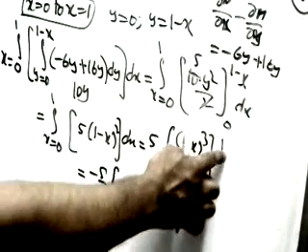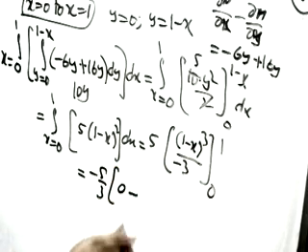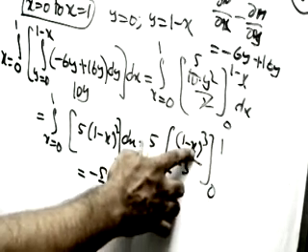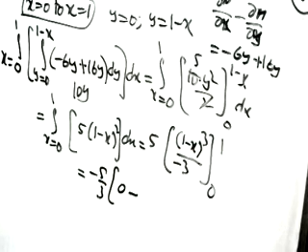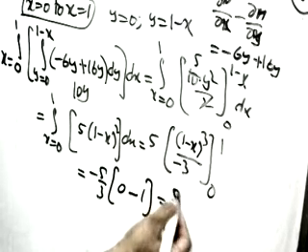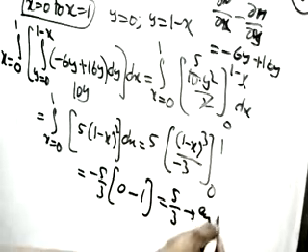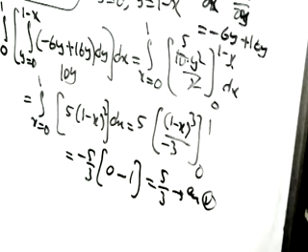So you take out minus 5 by 3 outside. Now if you apply upper limit 1, 1 minus 1 becomes 0, and 0 cubed is 0. Minus lower limit: if you apply lower limit 0, 1 is left here. So minus minus gives plus 5 by 3. Now let me note this as equation 2. The line integration we got 5 by 3, and the surface integration also we got 5 by 3. Therefore, at last you write from 1 and 2, Green's theorem is verified.